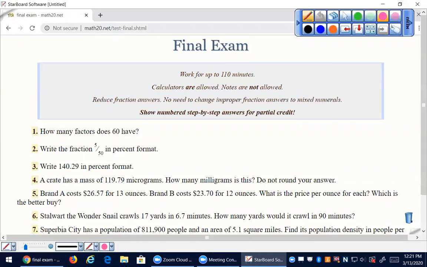Okay, anyone want problem 1 about how many factors 60 has? No? Writing a fraction in percent format? No, you've got calculators.